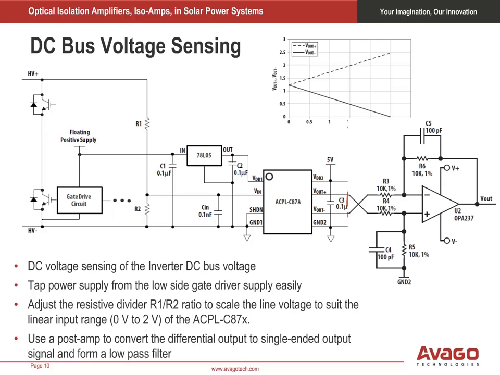This circuit shows DC bus voltage sensing in a typical PV inverter. Adjust the resistive divider ratio, R1 over R2, to scale the line voltage to the ACPL-C87X's 0 to 2 volt linear input range. The post amplifier converts the differential output to single-ended output and also forms a low-pass filter.